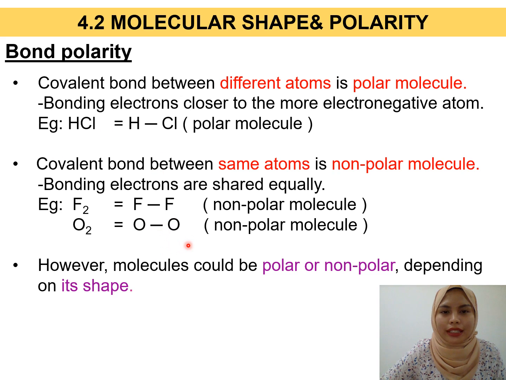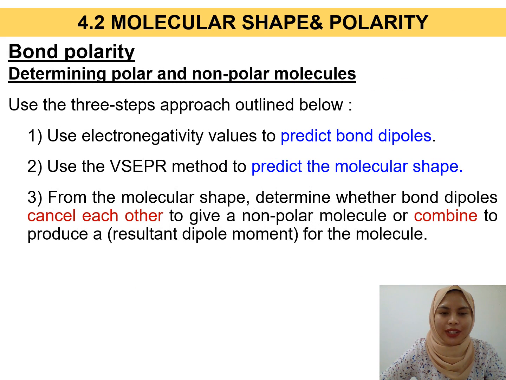Tetapi it's actually not as simple as that. It's actually nak tahu molekul tu polar ke tidak, it will all depend on the shape of the molecule. Okay, so untuk tahu the polarity of your molecules, you can know it by following the 3 steps as follows. Okay, the first step ialah you kena tahu electronegativity values of your atoms. Kalau you tak hafal value dia sekalipun, you hanya kena tahu saja atom tu more electronegative ke less electronegative.